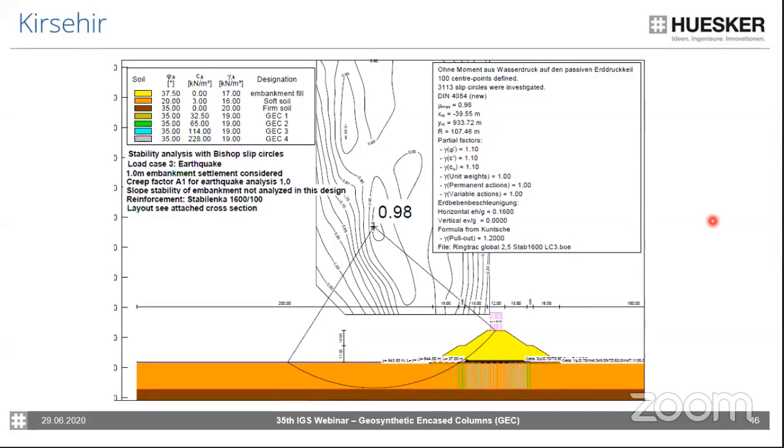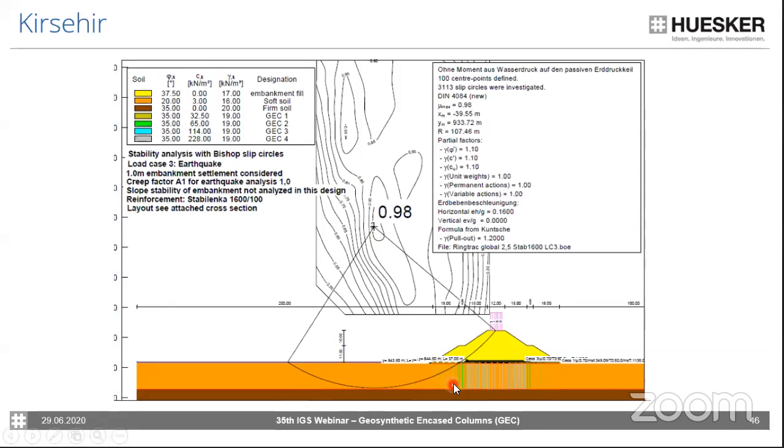This is a screenshot from the global design. So we normally use the geostability software, but of course any kind of slope stability software can be used. Then in this case, you can see that also a seismic load of 0.16 has been considered, and then the basal reinforcement strength can be increased until the required degree of utilization or factor of safety is met.